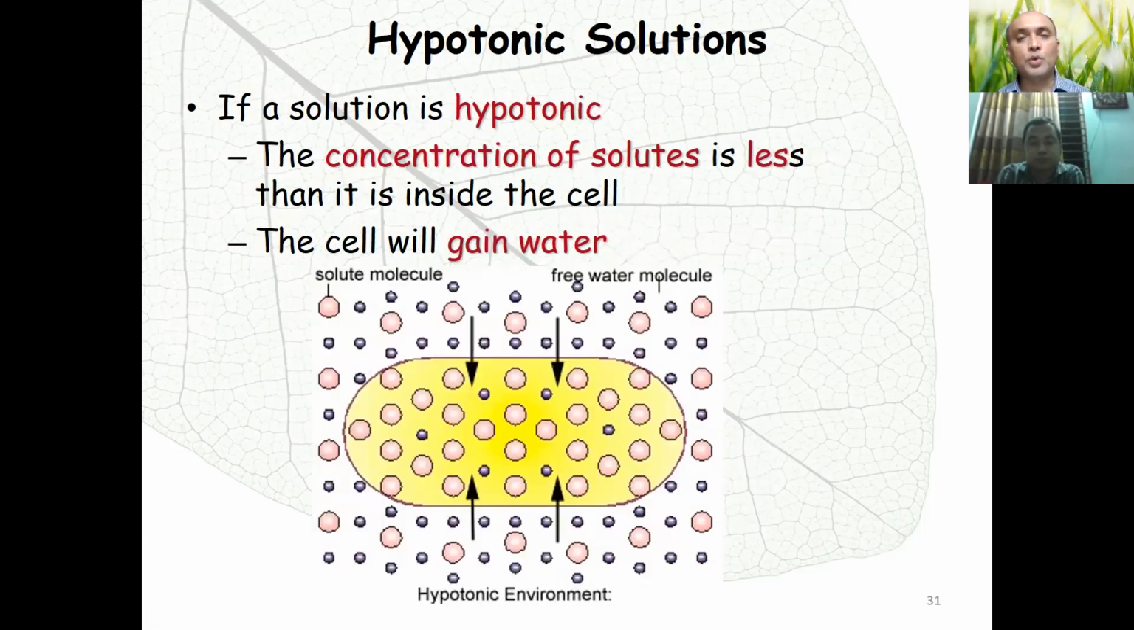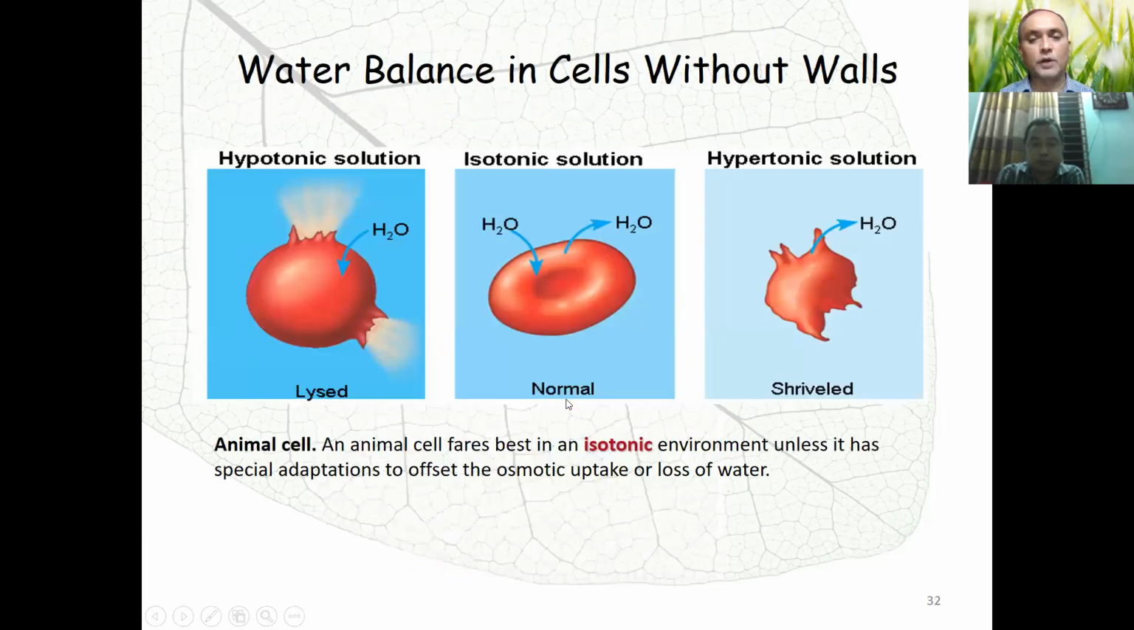And in a hypotonic solution, the concentration of solutes is less than it is inside the cell. In that case, the solvent, water, will go inside, and the cell will gain water. It is called a hypotonic environment.